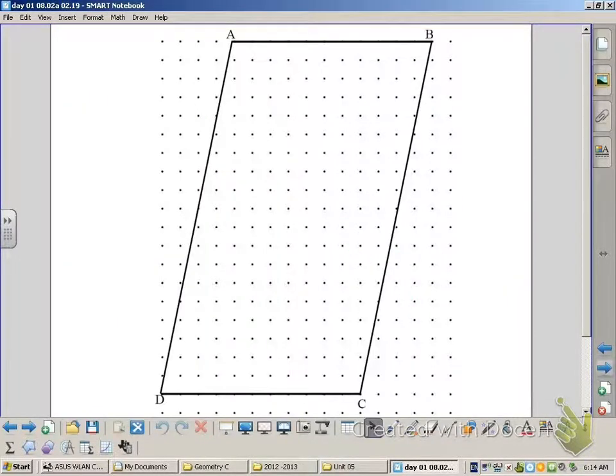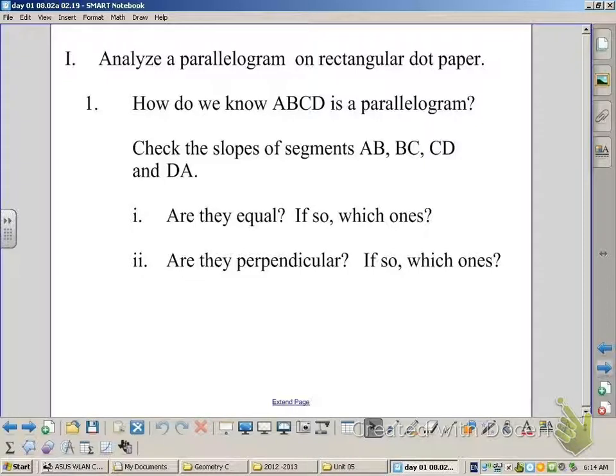So on your handout, you have this picture of a parallelogram, and we're going to use this for several questions today. First of all, how do we know our ABCD is a parallelogram? Let's check the slopes of AB, BC, CD, and DA to see if any of them are equal.